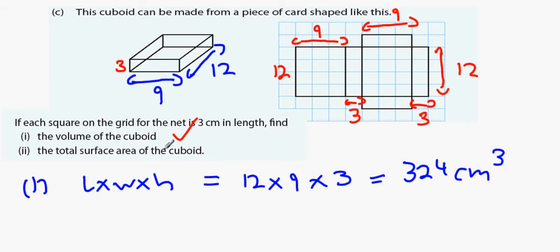Okay, the total surface area of the cuboid. To find the surface area of the cuboid, we need to calculate the area of each of the rectangles shown. The first rectangle is 9 by 12, which is 108. So that one there is going to be 108. The next one here is going to be 3 by 12, which is 36.